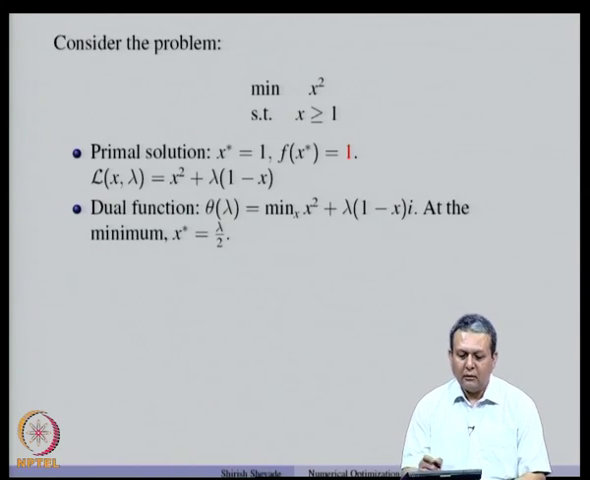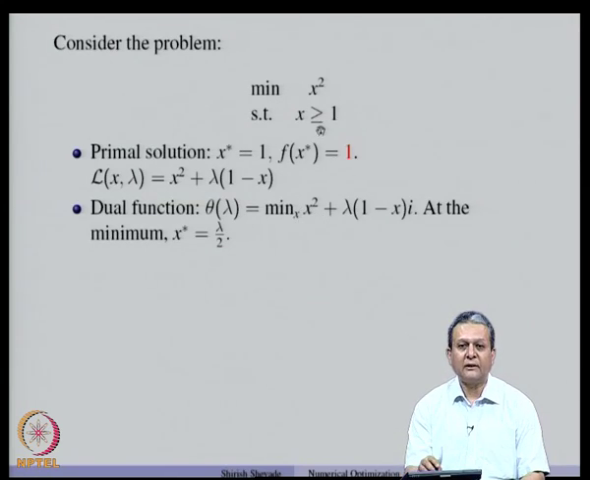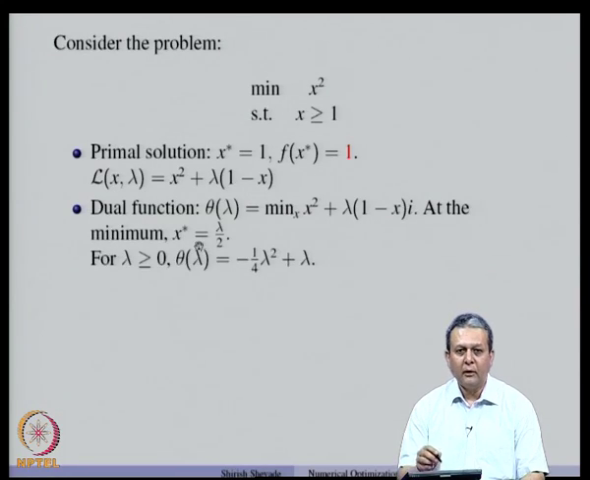At the minimum we have x star equal to lambda by 2. It is easy to see this because this is an unconstrained problem, because our set X is nothing but R. So, minimize over x in R, x square plus lambda into (1 minus x), and if we differentiate it with respect to x, that is 2x minus lambda equal to 0, which gives x star equal to lambda by 2. Therefore, for lambda greater than or equal to 0, theta lambda, the dual objective function value, can be written as minus lambda square by 4 plus lambda, and this is obtained by substituting this value of x star in this objective function.